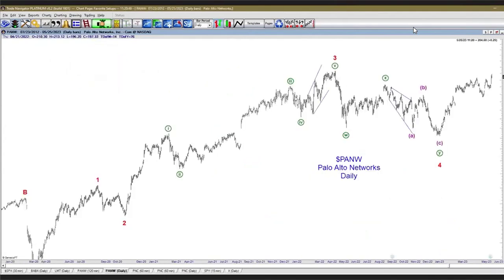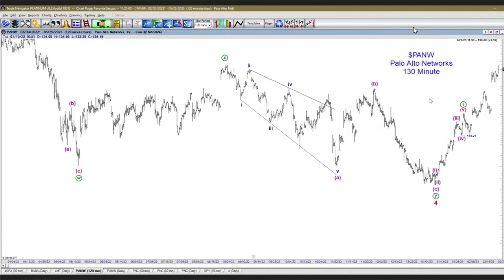It's going to be Palo Alto Networks, and again, a wave 4 pattern appeared to be complete after 1, 2, 3, AB, ABC, X, ABC, and I believe I have had an intraday chart that I was looking at.